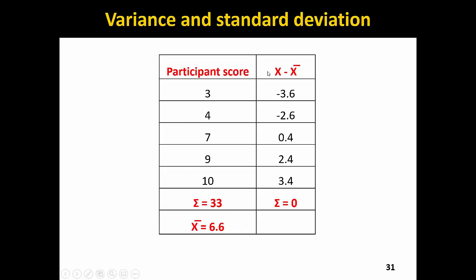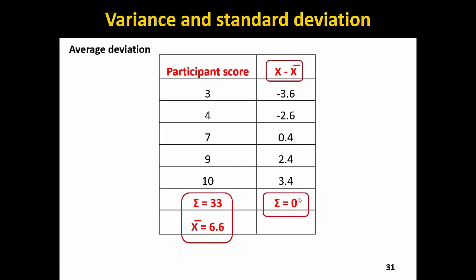In the next column, we calculate the deviation of each participant's score. The approach we take here is we just follow the formula. So we take the raw score, which is a 3, subtract the average of 6.6, and we get negative 3.6, and we keep the negative sign. We repeat that with a 4 subtract 6.6, 7 subtract 6.6, and so on and so forth with each participant score. Then we add up all of the deviation scores, and we find that all the deviation scores will sum to 0.